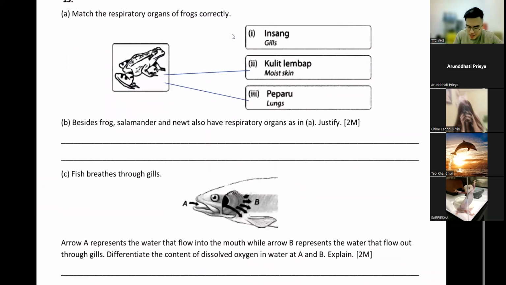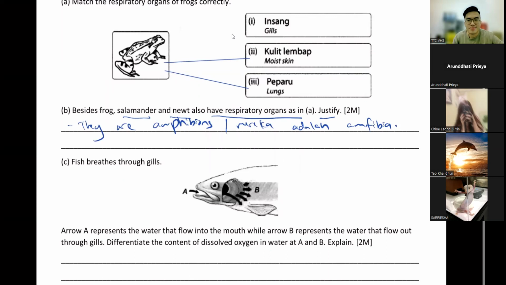Okay. So B, besides frog, salamander and newt also have the same respiratory organ. Justify. Why can salamander and newt use the same thing? Yes, very good. Wow, you got the answer. Because they are amphibians. Oh, this is actually form 2. Okay, mereka adalah amphibia. Okay, they're amphibians. Okay, good. Make sure you get it right in exam, Shijin.